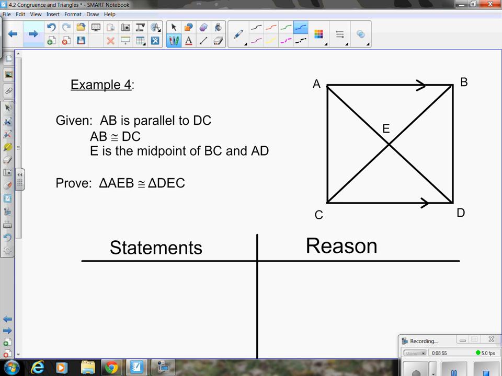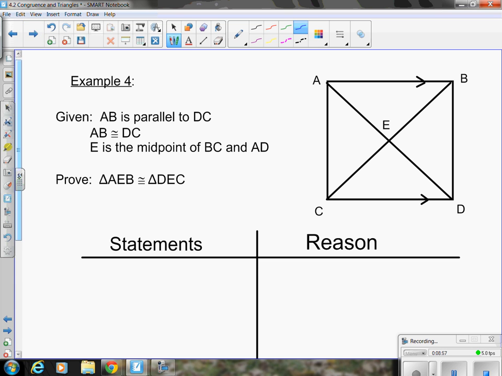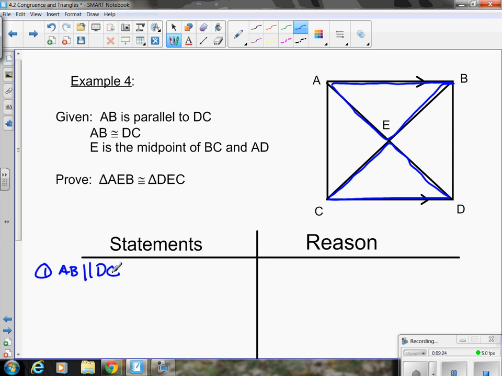Last example here, and then there are a couple other properties, but we want to show that triangle AEB is congruent to triangle DEC. We want to show those triangles are congruent, and we're given a few different things. So I'm going to start this by saying AB is parallel to DC, given.